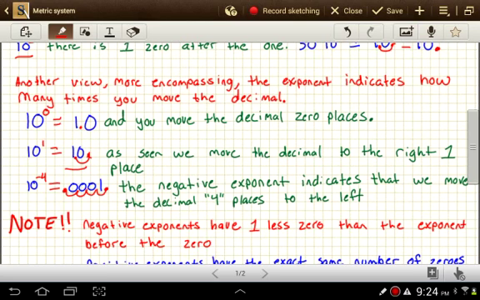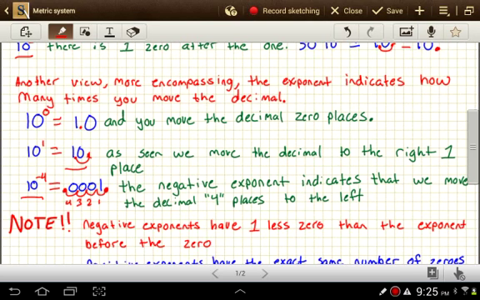Now we have a tricky one, 10 to the negative 4. Well, again, we move that one to the left 4 places. So if you watch with me here, originally it's in front of the 1. So I move it 4 places. 1, 2, 3, 4. So now I have 0.0001.